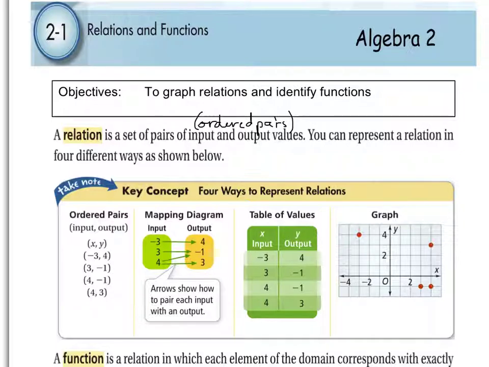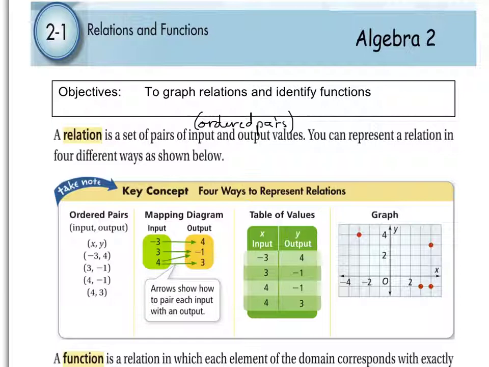You can represent them by a mapping diagram, okay? And the mapping diagram, the input is the X value. The arrow goes to the number that it has its Y value with. So in this case, this would be the ordered pair -3, 4, because the X value goes to the value of 4. This would be the ordered pair 3, -1. This would be the ordered pair 4, -1, and 4, 3. The arrows show how to pair each input with each output, okay?